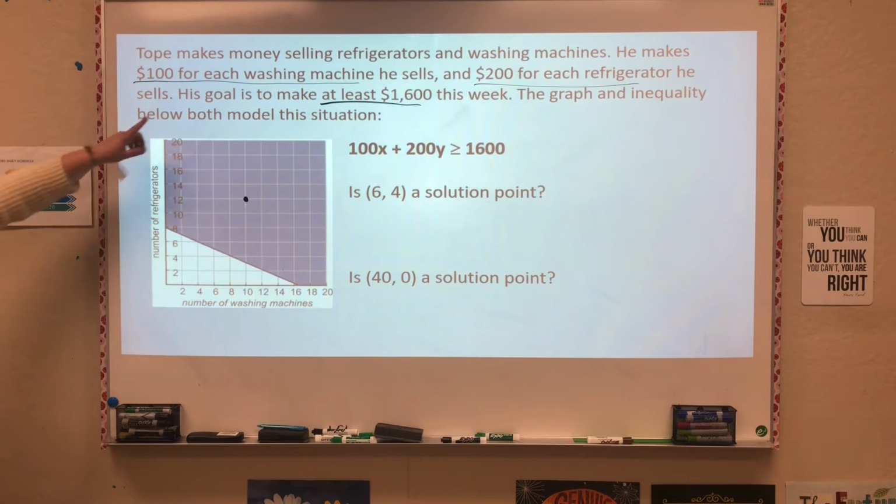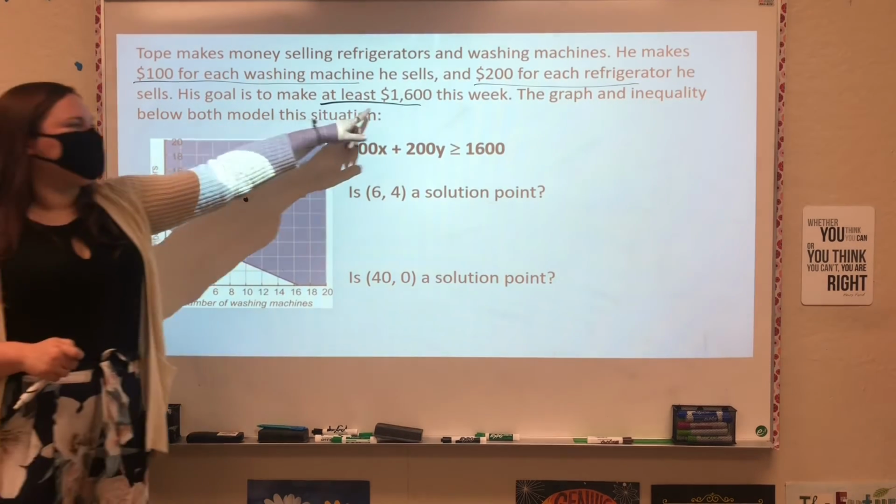You'd mentioned earlier his goal. How does it relate to his goal? So he reached his goal. Yeah, he made at least $1,600.